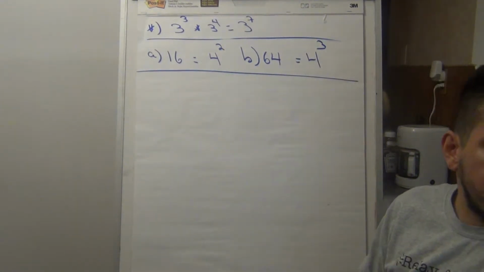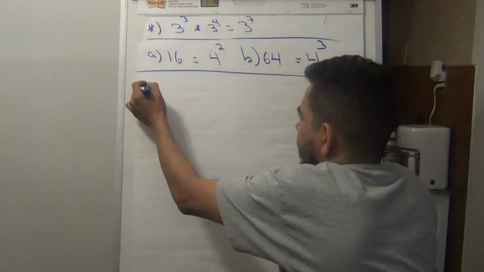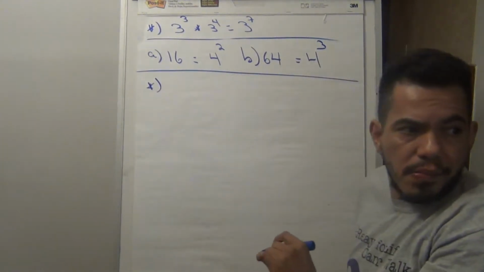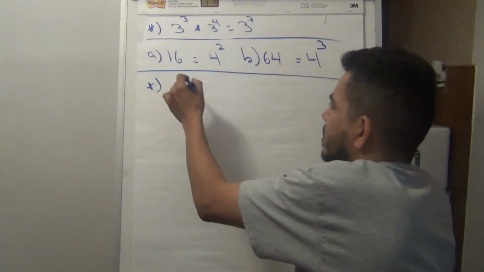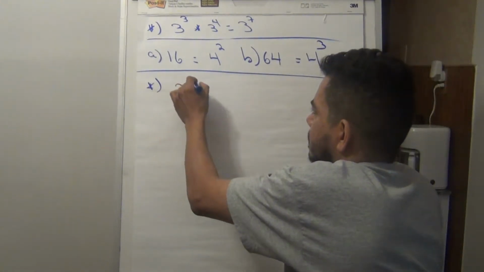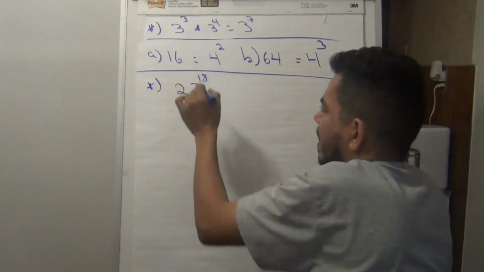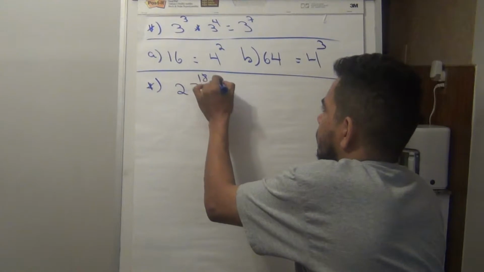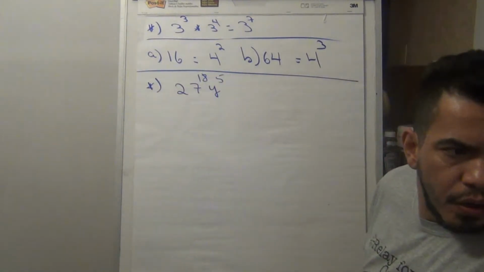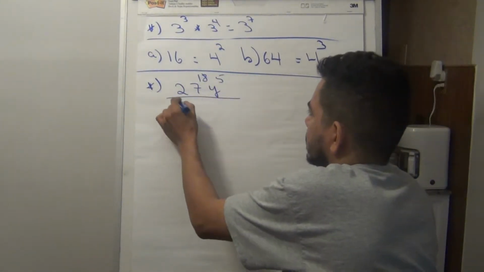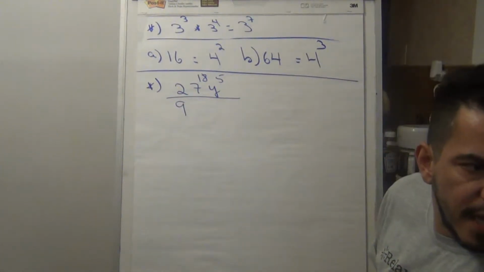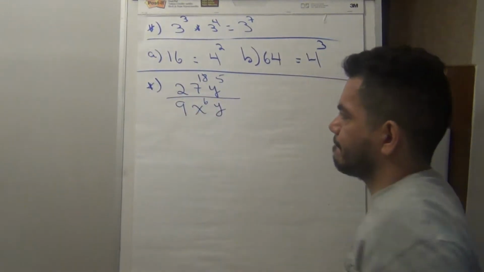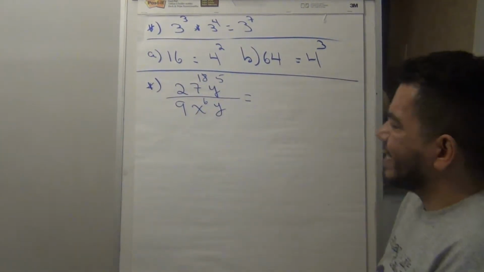Alright, 27x to the 18th. Oh my god. Okay, so we have this exercise right here that says 27 x to the 18th power, y to the 5th, over 9x to the 6th, y. So, how can I express that?